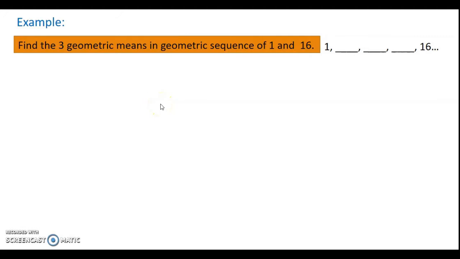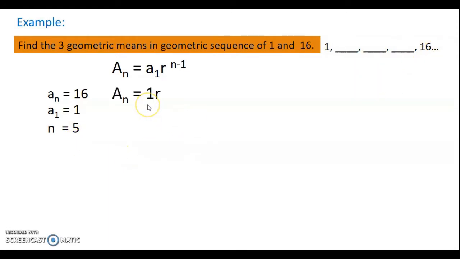We will use our geometric sequence formula to get the common ratio. a sub n equals a sub 1 times r raised to the power of n minus 1. So our a sub n is 16, and our a sub 1 is 1. And for our n is 5: 1, 2, 3, 4, 5. So we have 5 terms. And we will be looking for our common ratio.